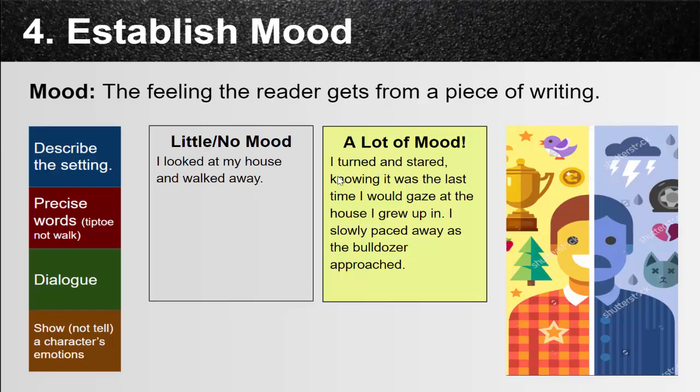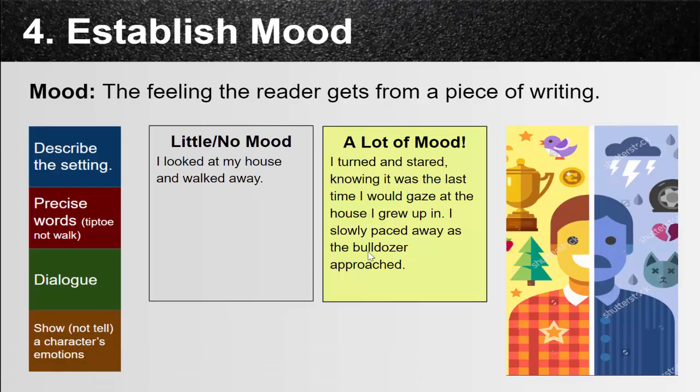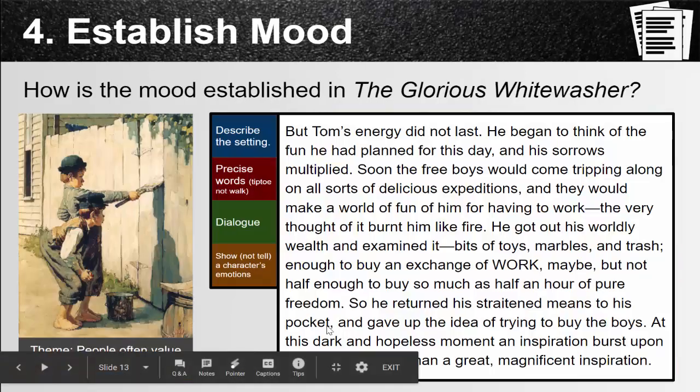Just a couple things. You see that I have stare instead of look. I have gaze. I have paced instead of walked. It just shows a little bit more somber sadness in the character here. And I imagine the reader gets that too. It's showing that character's emotion. I never had to say that I was sad or somber, but I think you understood that when you read it, even though I never said it. And that's what creates mood in a story.